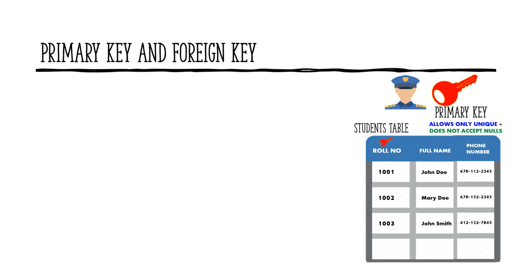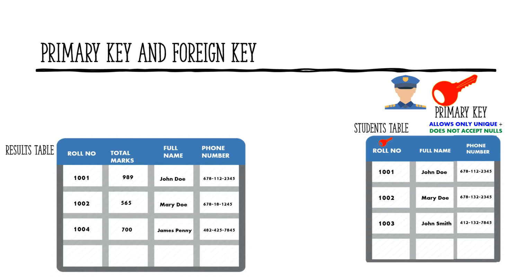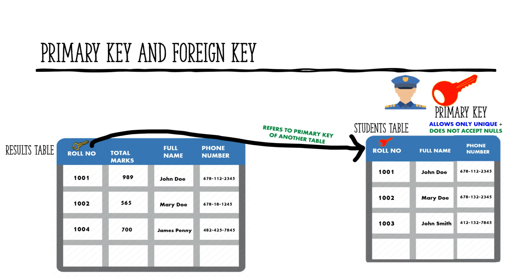Now we have our students table that we had in the previous slide, and I would like to create a results table with this data. Here I want to make sure that the roll number is correct, whatever data I'm entering into the results table. So what I do is refer it first to the students table and see if it exists there. So whenever you are referring to the primary key of another table, your column here becomes your foreign key.